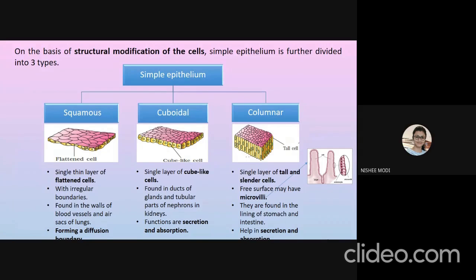Third, columnar epithelium, a single layer of tall and slender cells. As you can see in the image, tall and slender cells are present, and the free surface of these cells sometimes has microvilli. Microvilli are non-motile, so they can increase the surface area and increase absorption. As I said, columnar epithelium helps in secretion and absorption. They are found in the lining of the stomach and intestine.